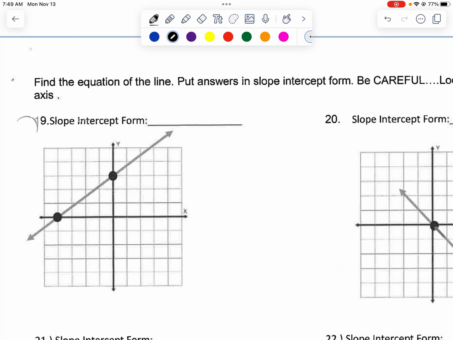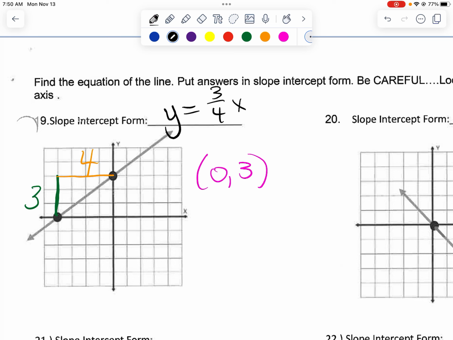Okay, so if I look at this one, how far up does it go? It went up 3. How far over does it go? 1, 2, 3, 4. It is going through the point 0, 3. So my equation is going to be y equals 3/4 x plus 3.